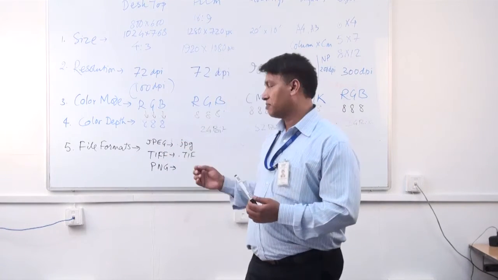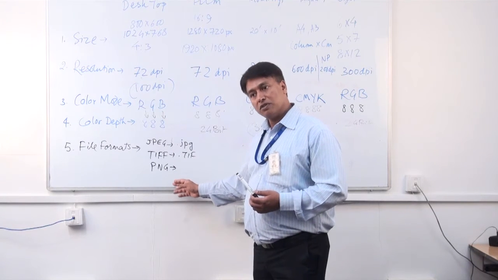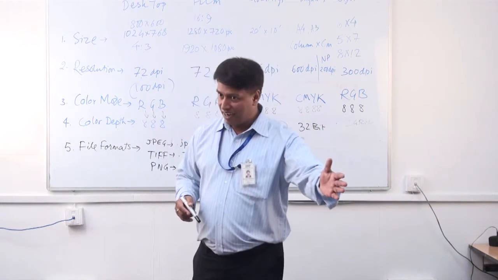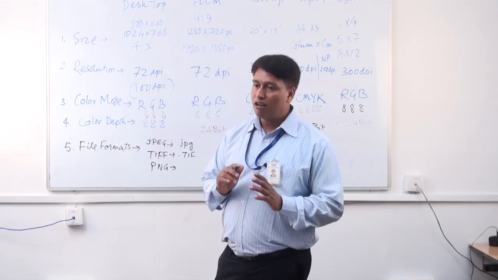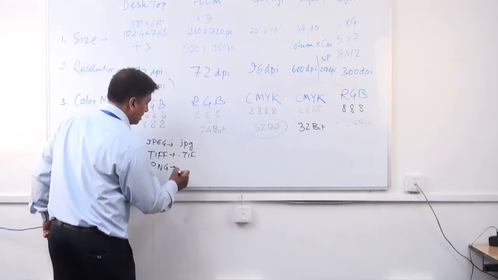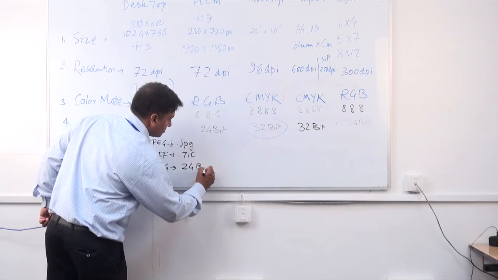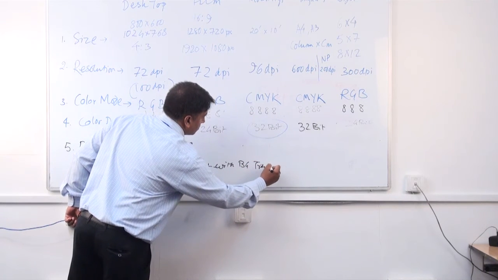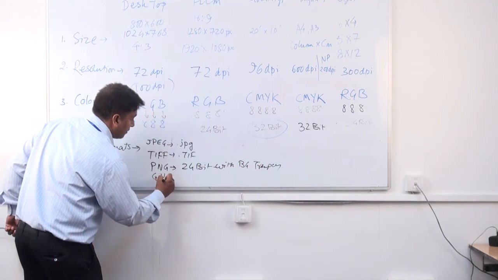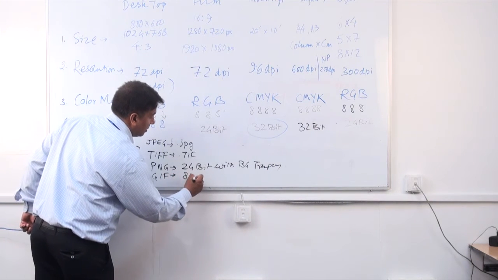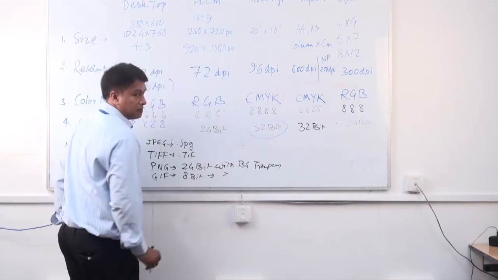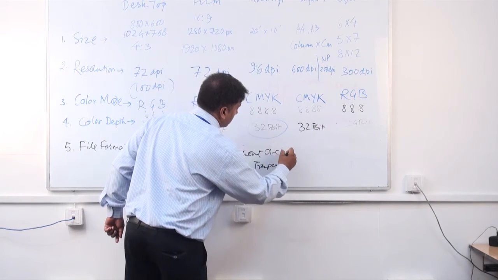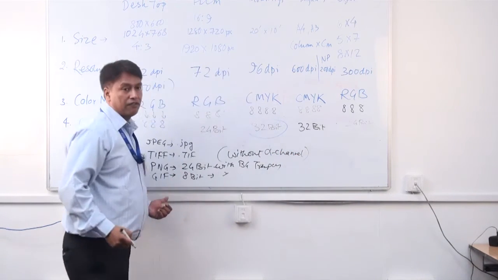There is one more file format which supports background transparency without alpha channel. GIF is animated. No, he is exactly right. GIF can be animated as well as still also. Okay. So PNG is a 24-bit image with background transparency. And GIF, graphic interchange file format, is an 8-bit image with background transparency without alpha channel. Without alpha channel. That's the best thing about these file formats.